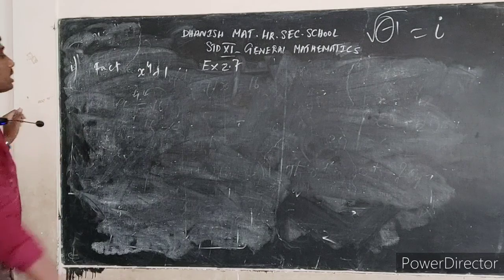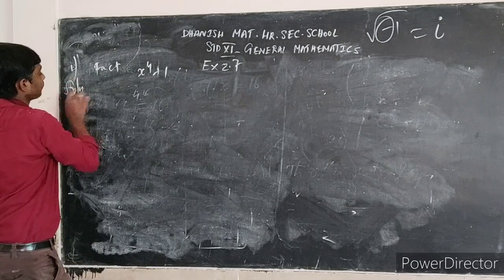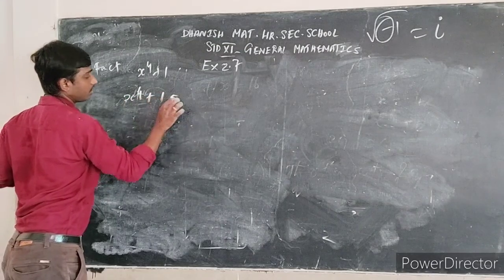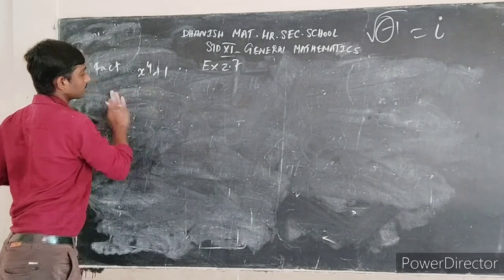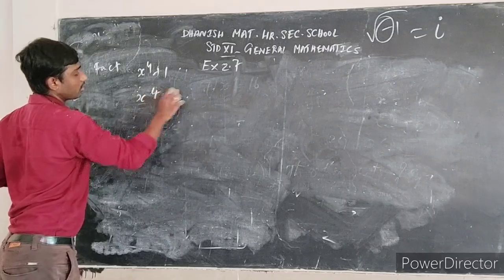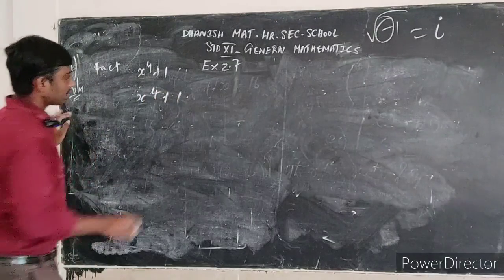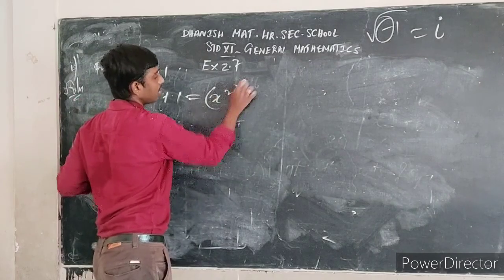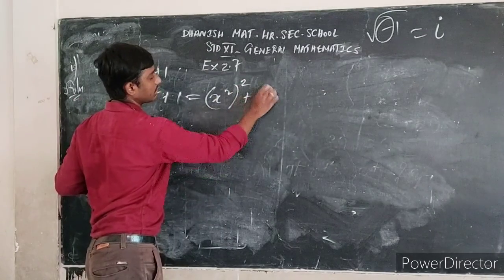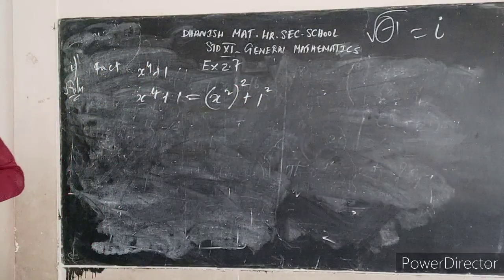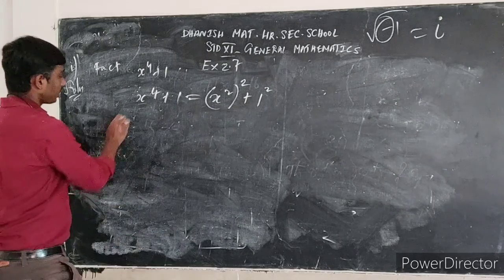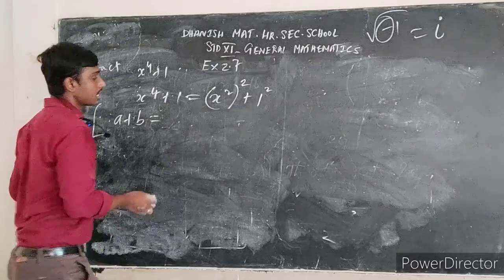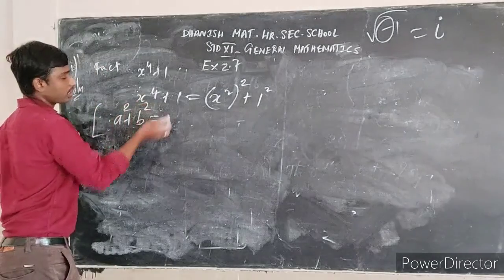Try completing the square. So we'll take this one. What is x power 4 plus 1 equal to? Now we have to write like this. Try completing the square. That means you have to write x square whole square plus, here itself, you have to write 1 square. What is 1 square? Here we are going to apply the a square plus b square formula.